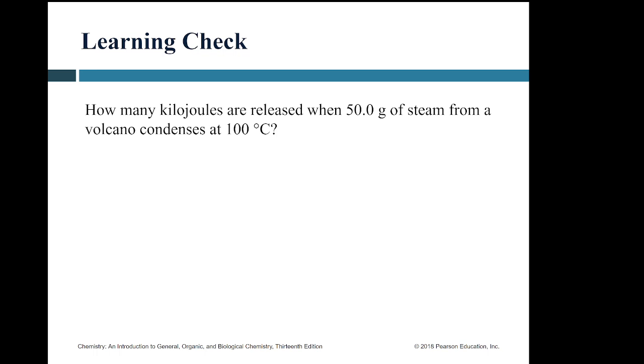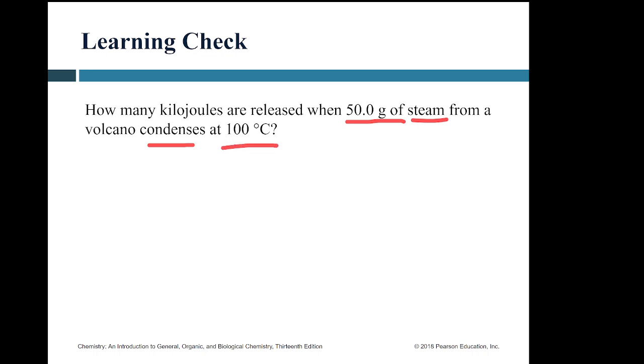So how many kilojoules are released when 50 grams of steam from a volcano condenses at 100 degrees Celsius? Okay, so what do I have? What do I need? How do I get there? I have that mass of steam, right? Okay, and I know that steam is going and it's condensing, isn't it? So that tells me I need the heat of condensation, don't I? Okay, which is the same number as the heat of vaporization, so either way.